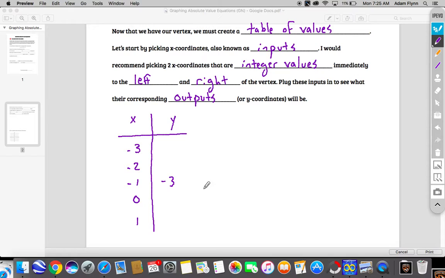Now I need to figure out what their corresponding y coordinates will be. Just as a reminder, my original given equation is y equals the absolute value of x plus 1 minus 3. So I'm going to take all these x coordinates, plug them in for x up here, and that'll give me my y coordinate, or my output. So I'll start with -3.